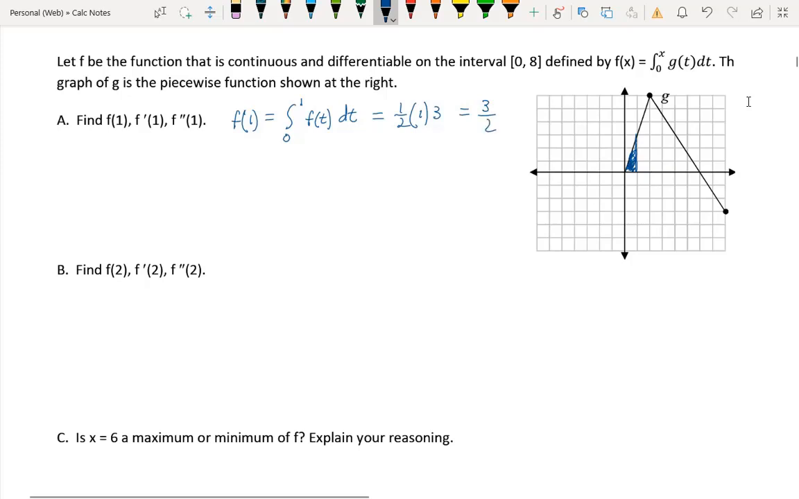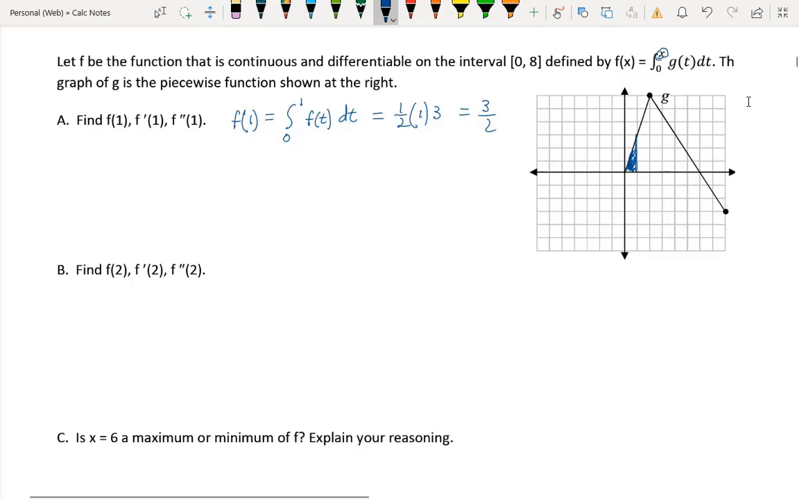Okay? So that's what they mean when they say find f of 1. You just plug in 1 for x just like you normally would. And then you don't have to worry about using the x in the upper limit to plug in and multiply by the derivative and all that kind of stuff like we were doing on the other page.